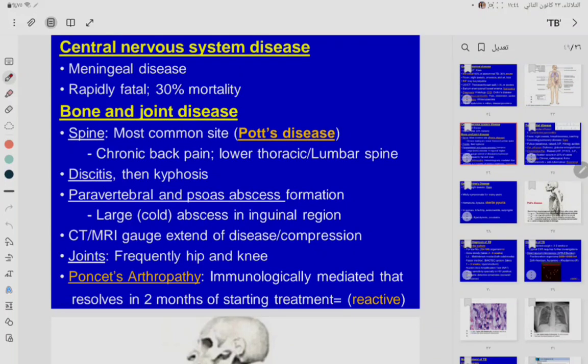Spine, most common site is Pott's disease, chronic back pain, lower thoracic lumbar spine, where there is an abscess in the vertebrae. Discitis, then kyphosis, paravertebral and psoas abscess are quite common. CT or MRI will show you, it's more than enough with IV contrast. Joints, frequently hip and knee.